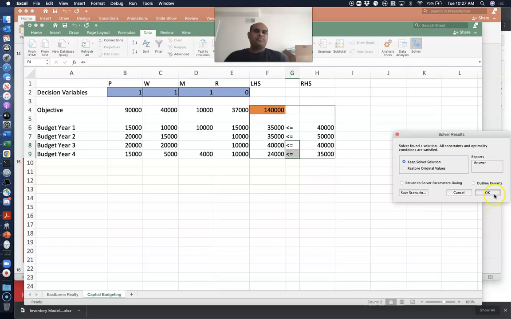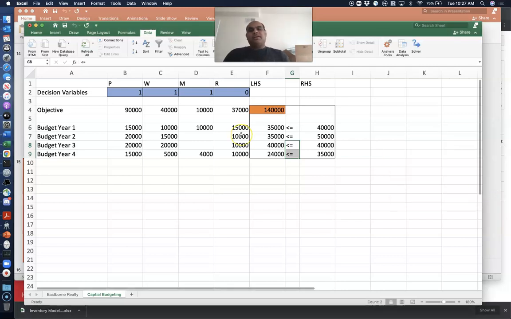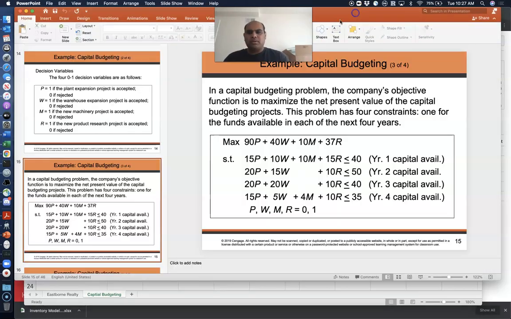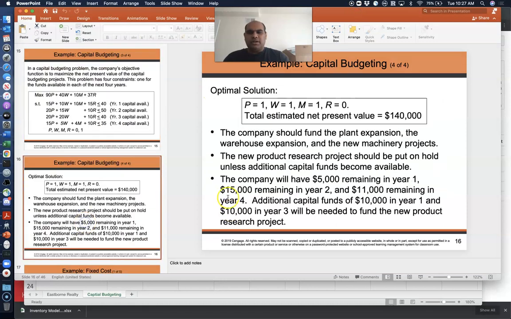There you go. That's my final answer with my integer constraints, saying that invest in the plant expansion, warehouse expansion, and machinery. You're not going to invest in research. And the maximum expected value that you can get is 140,000 based upon these numbers. You cannot get a number greater than that, right? If I remember correctly, that's the answer. P is 1, W is 1, M is 1, R is 0, and that's how much you have.